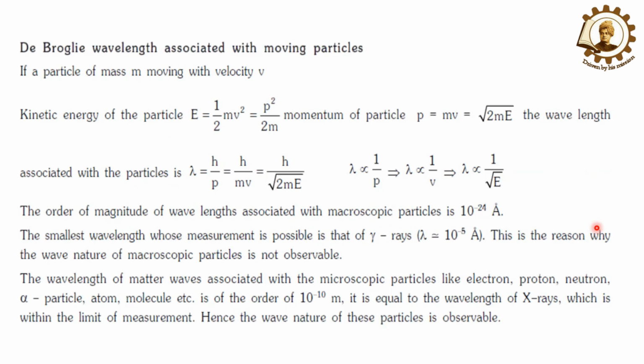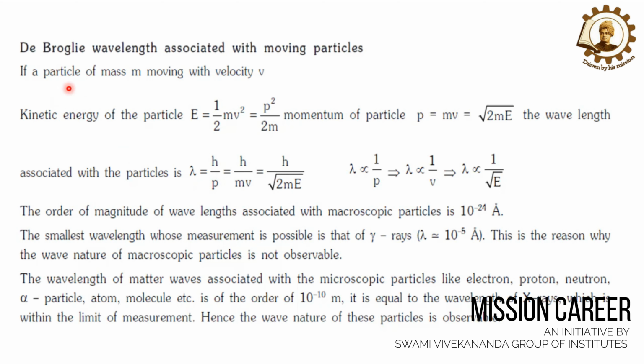So taking this concept, de Broglie tried to calculate the wavelength associated with the wave of the particle, and he related it with the momentum of the particle. So the formula was lambda is equal to h by p. Here lambda is called the wavelength of the wave associated with the particle, h is Planck's constant and p is the momentum.